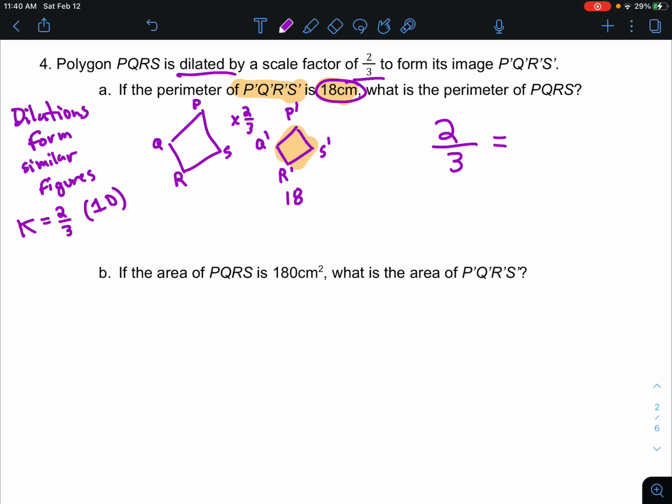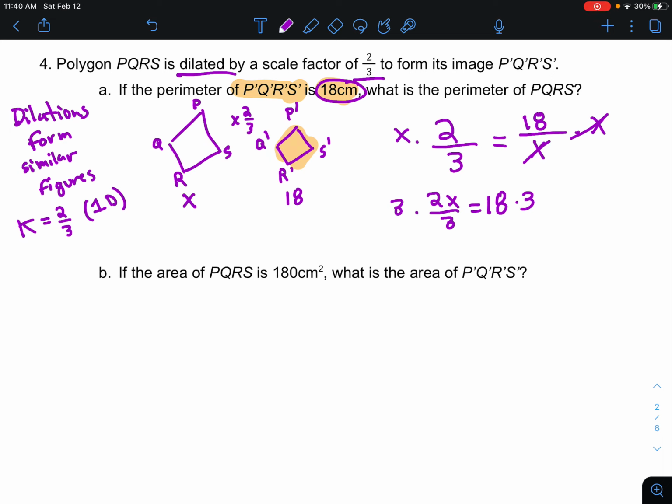And that must be equal to the perimeter of the smaller figure, P prime, Q prime, R prime, S prime, 18, over the perimeter of PQRS. So I'm going to call that X. Some X is the perimeter of PQRS. And now using this proportion, we can solve to figure out what that perimeter must be. And just like we did before, we could multiply both sides by X, get X out of the denominator. So we get 2X over 3 is 18.